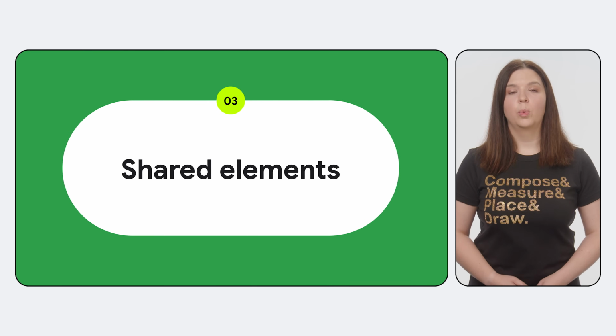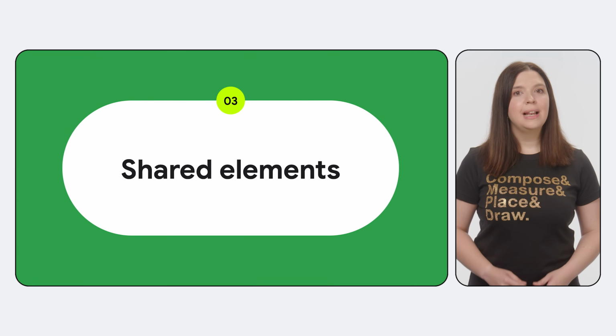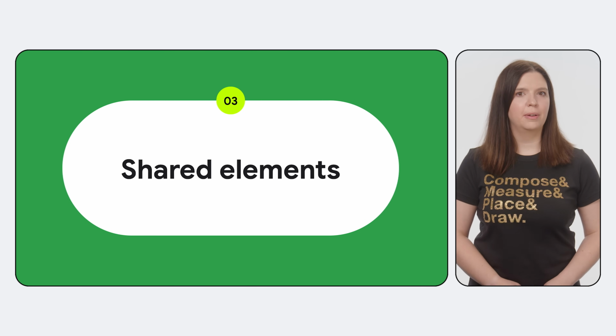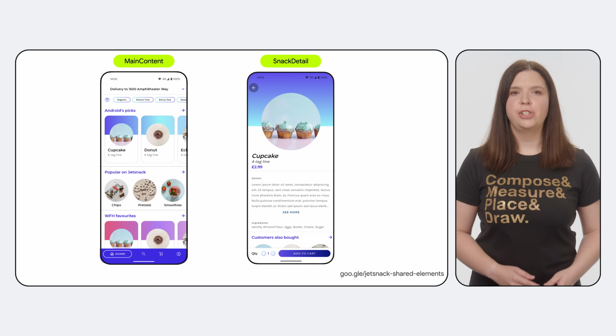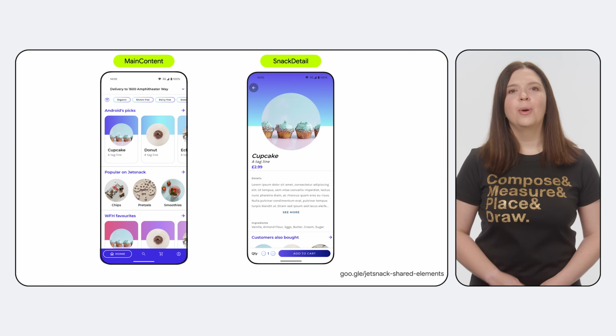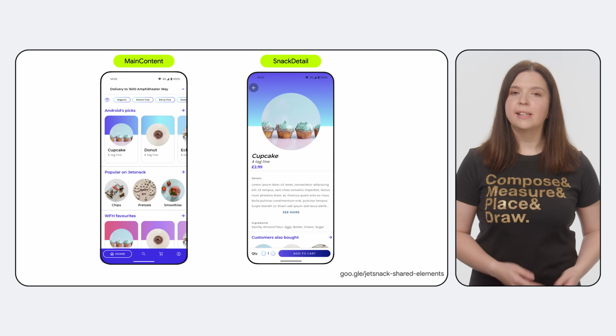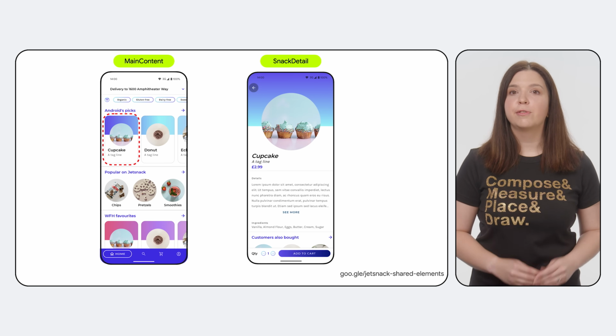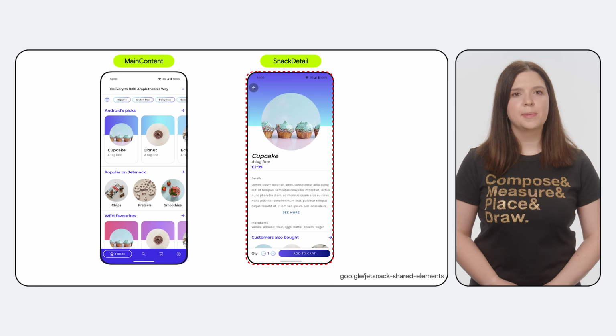Now that we understand what Lookahead is and how it helps unlock better animations in Compose, let's take a look at the higher-level SharedElement APIs that are built on top of Lookahead. We're going to be working on the Jet Snack app, an app that allows you to order your favorite snacks. We have two screens, the main content and the snack details screen. We would like to share a few elements from the card to the snack details.